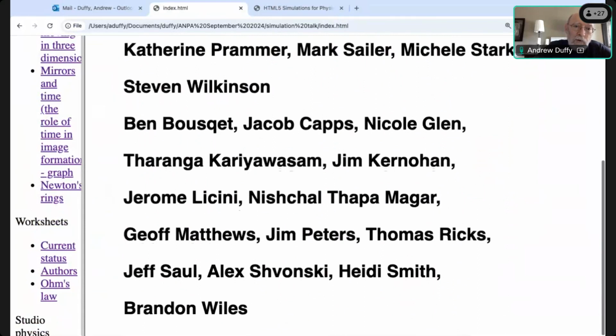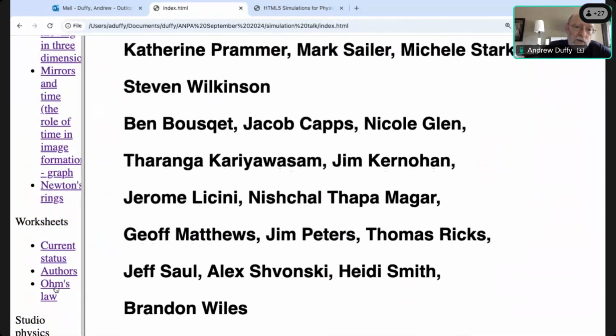And we had a ton of people. We had 15 people show up, all these people from Ben through to Brandon, and including Nishchal. Everybody embraced the workshop, which was all about working and creating at least one worksheet to go with one of our simulations. So these folks added a whole bunch of worksheets into our collection, which was fantastic.